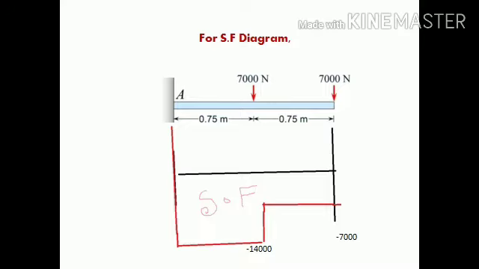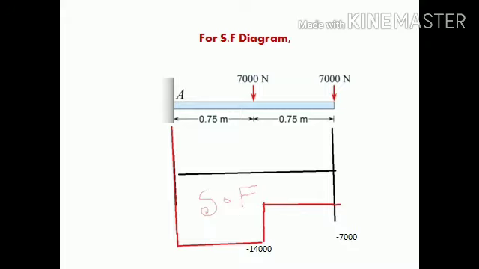Then draw a perpendicular line from the free end, and the value is minus 7,000. There is no load between the middle of the span and the end, so just draw a parallel line up to the middle of the span. Again, at the middle of the span, another 7,000 load acts, and the SF value we found is minus 14,000. If the scale is 5 units, then 14,000 means 10 units. Draw 10 units on the scale as a vertical line, and again there is no load between the middle of the span and the fixed end.